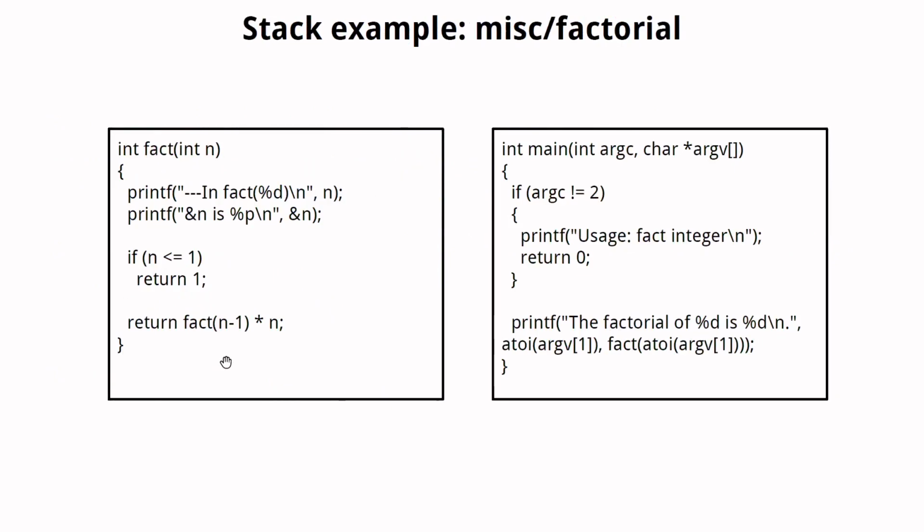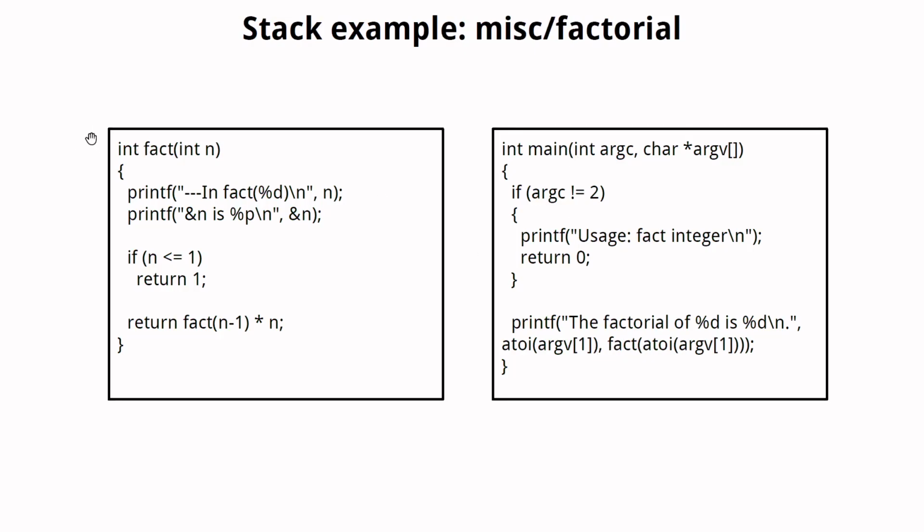Let's look at one more example. This is a factorial function. We use recursive programming to calculate the factorial of number n here. The main function takes 2 arguments. The first is the name of this program, which is fact. Then the second one is an integer. After that, it calls the fact function here.